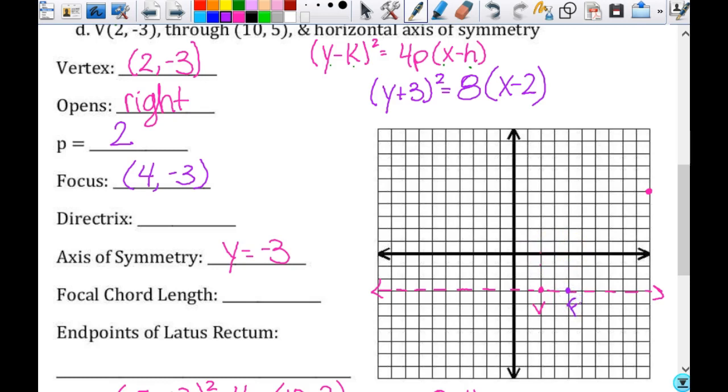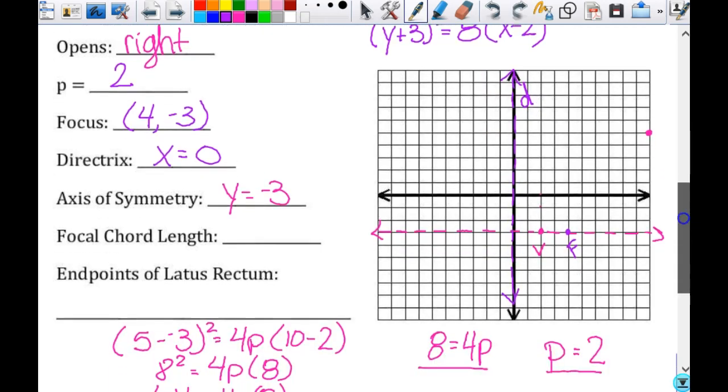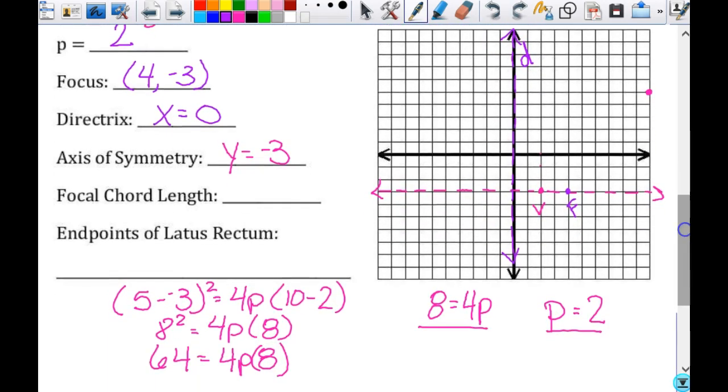My directrix is going to have to be an x equals line, and then that's going to be my h minus p, so 2 minus 2 is 0. And that is the y-axis. Right, this is my directrix. My focal chord length is what? 8. Right. So from the focus, so 1, 2, 3, 4, 1, 2, 3, 4.